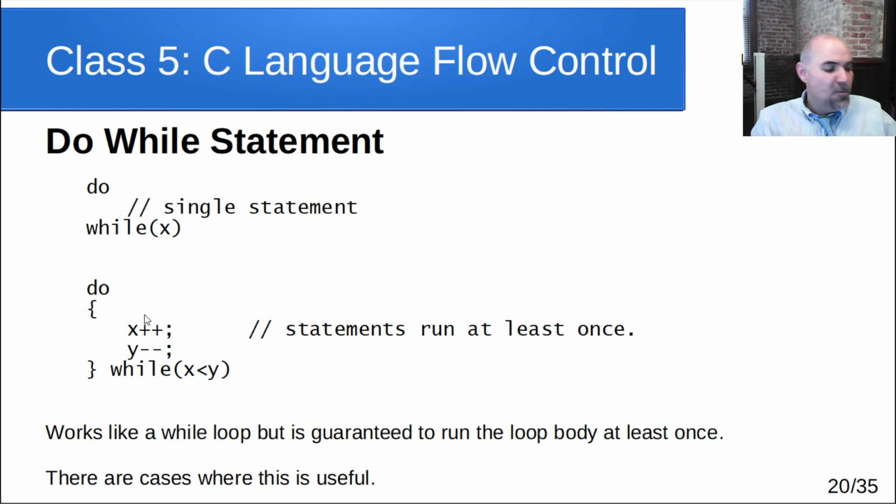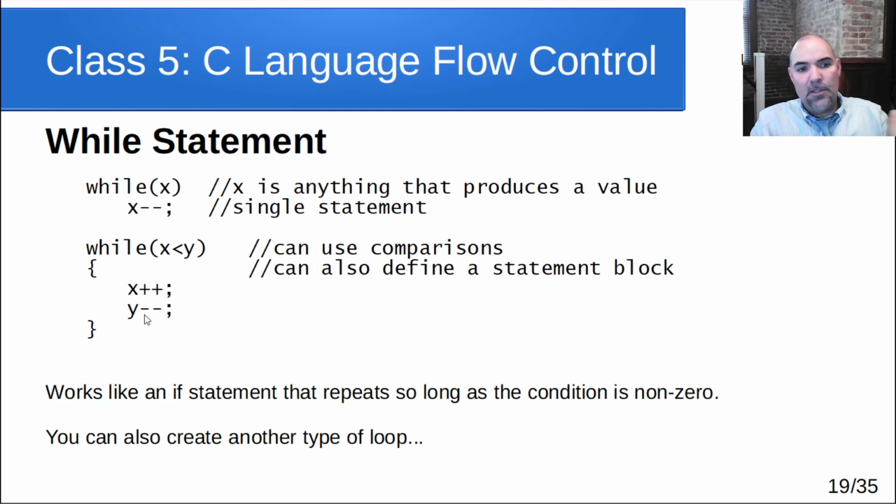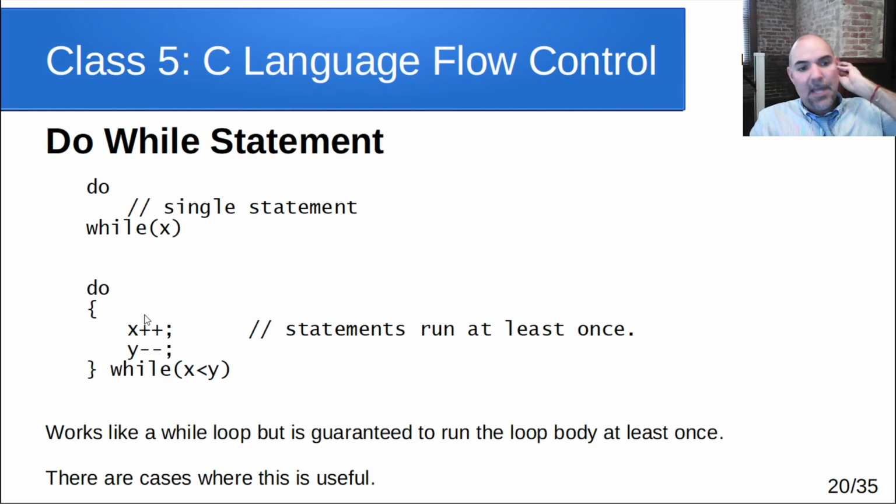And there are a lot of cases where that could be useful, where you'd have to come up with some convoluted logic to make sure something like this ran at once. But here, it'll naturally always run the code inside the body of the while loop at least once, and then decide whether to repeat it or not.